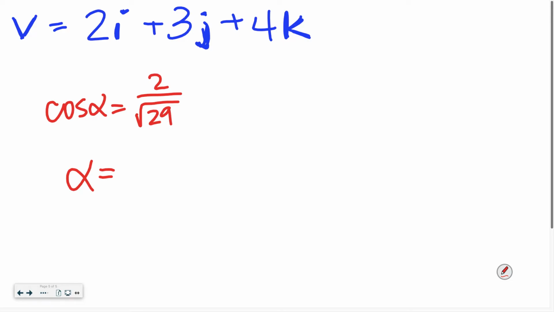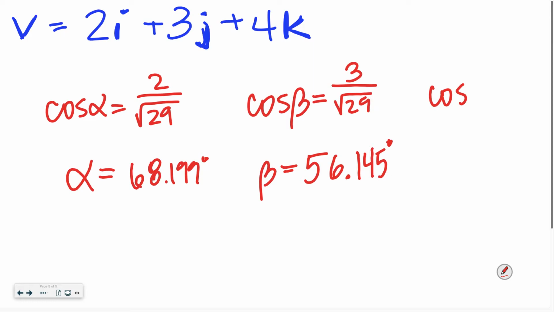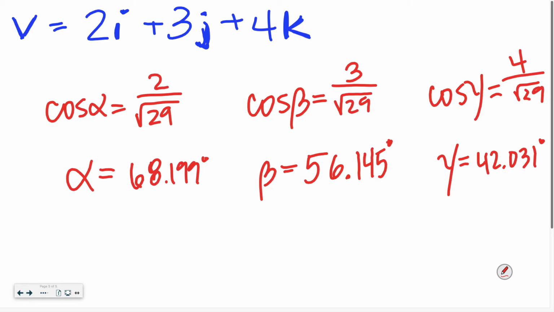68.199. Excellent. Cosine of beta is the second component over the magnitude. So if we take the inverse cosine of 3 over radical 29, we get 56.145. And then the cosine of gamma is the third component over the magnitude. So if we take the inverse cosine of 4 over radical 29, we get 42.031 degrees.